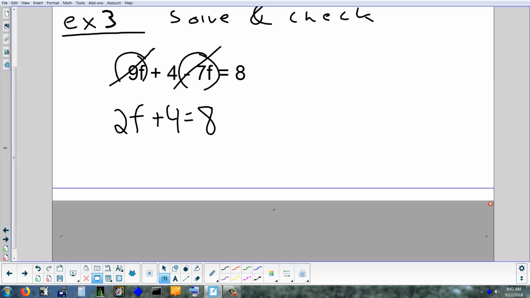All right. So now, I've done the simplify part. Someone raise their hand and tell me what I'm going to do. Actually, before I even do that, what do I want to get by itself? Matt. F. I want to get the F by itself. Don't have to do this, but it helps me. I'll put a box around it because I know I don't want to do anything with that yet. I want to get that alone on one side of the equal sign. I don't want to touch that at all.